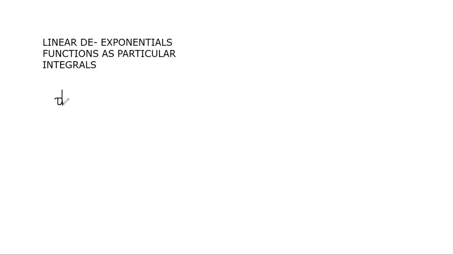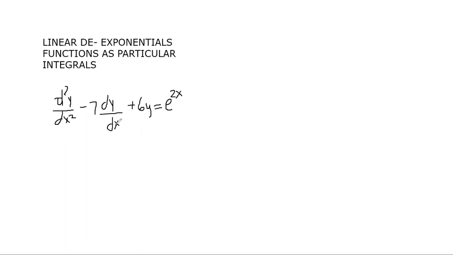So let's say we have d squared y over dx squared minus 7 dy over dx, plus 6y, and this is equal to e to the 2x. So remember, what we need to do is find its complementary function.